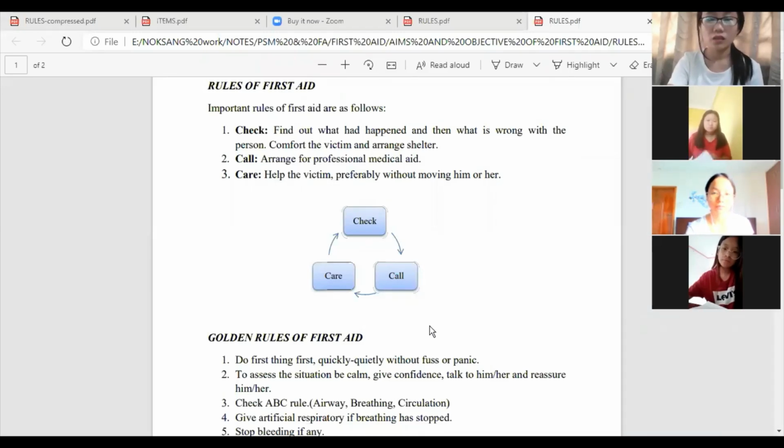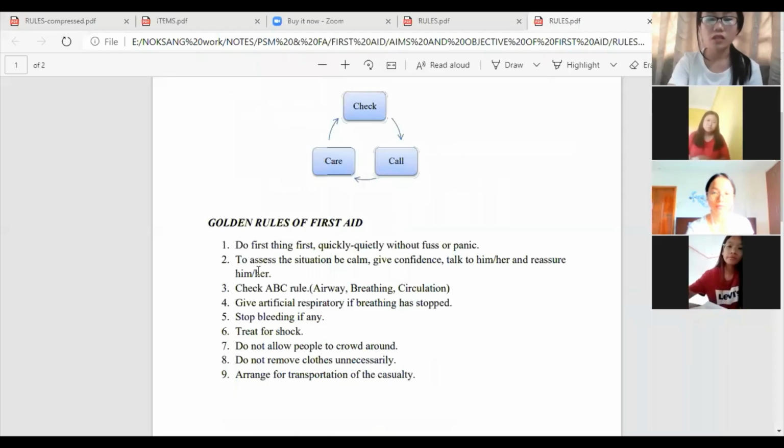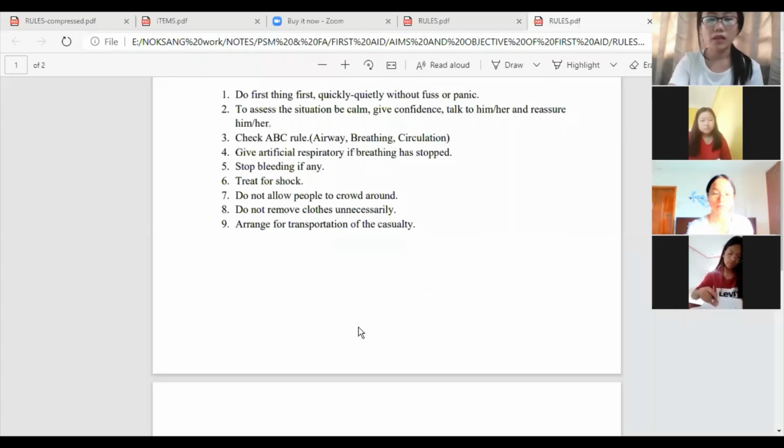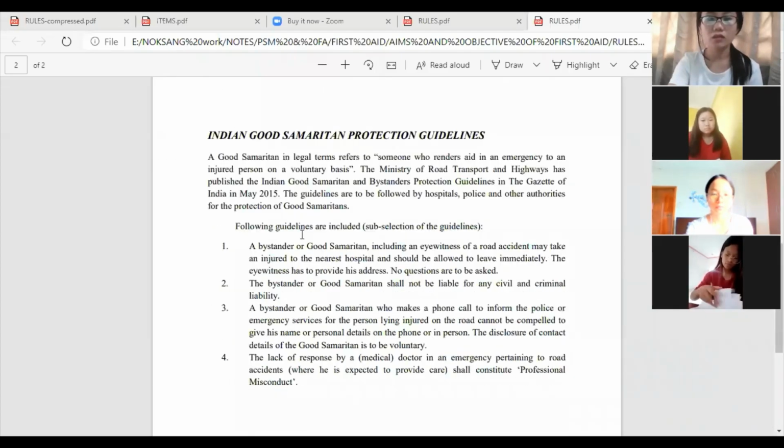Okay, so these are the golden rules of first aid. You have already written this. Now you write down the Indian Good Samaritan Protection Guidelines. These are guidelines given for anyone, the first aider who renders aid in an emergency situation, by the Ministry of Road Transport and Highways.